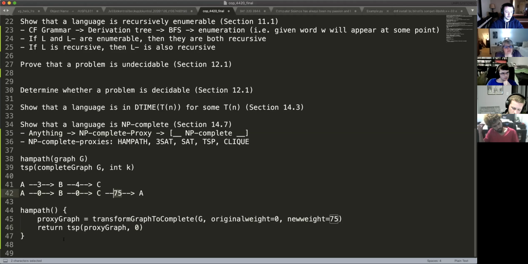And that's it. If it says yes, there is a route ABC which has a weight of 0, we know that this route must have existed in the original graph. Because if it didn't exist in the original graph, if that was a new edge, it would have a value of 75. But it can only follow the edges that have value 0. So if it says yes, there is a path like that, then in the original graph there must be a Hamiltonian path, because we just visited every single node using the original edges. And that's it.